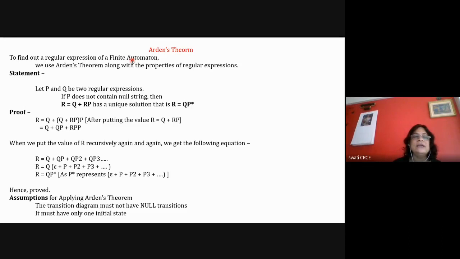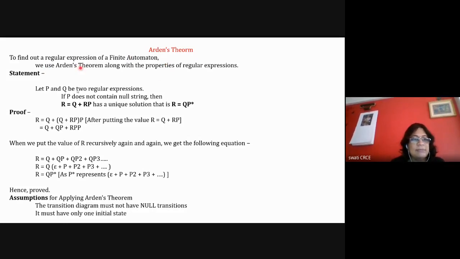What we did previously, we were given a regular expression and we drew the standard NFA and converted that NFA to DFA. Okay, or we can directly draw the DFA. So Arden's theorem works the other way: if you are given a diagram, you can find out the regular expression. So we use Arden's theorem along with the properties of regular expressions.